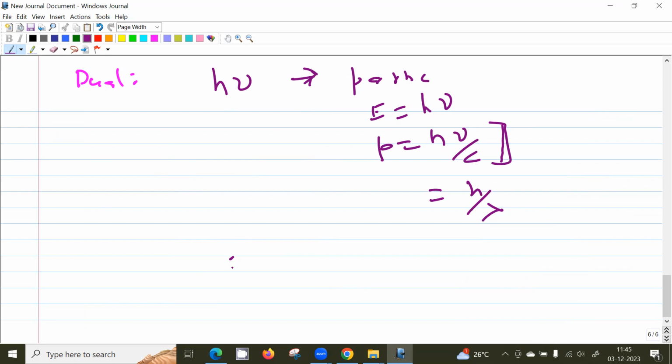Similarly, if I take a small particle, say an electron, because of dual nature, the particle can behave like a wave, and the corresponding wavelength of the wave is given as h by the momentum of the electron. So here, light, which is mostly a wave, can behave like a particle whose momentum is h nu by c. Similarly, an electron, which we know as a particle, can behave like a wave whose wavelength is h by p.